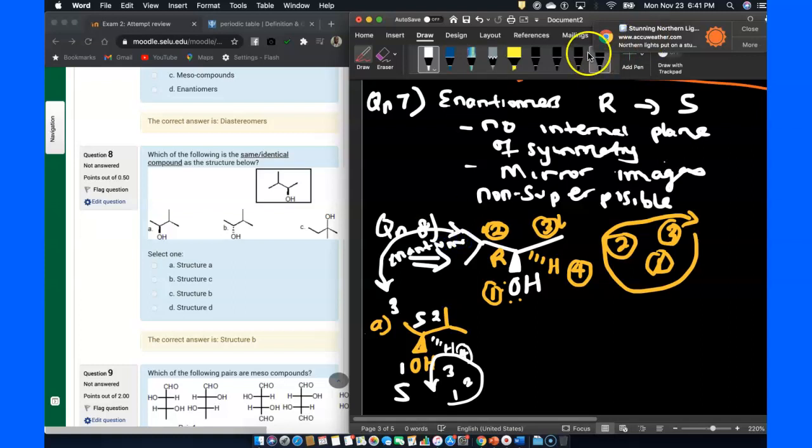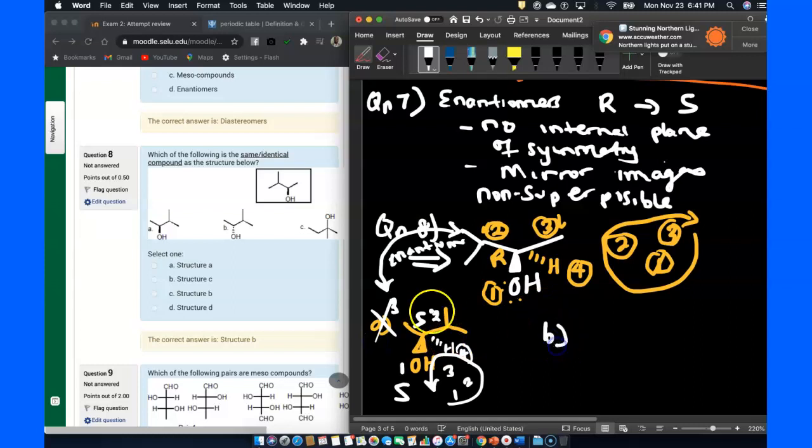Okay, remember what I said? Enantiomers, the R will be switched to an S, or the S will be switched to an R. There's no internal plane of symmetry. They are mirror images. So A is not the answer because they are not the same.